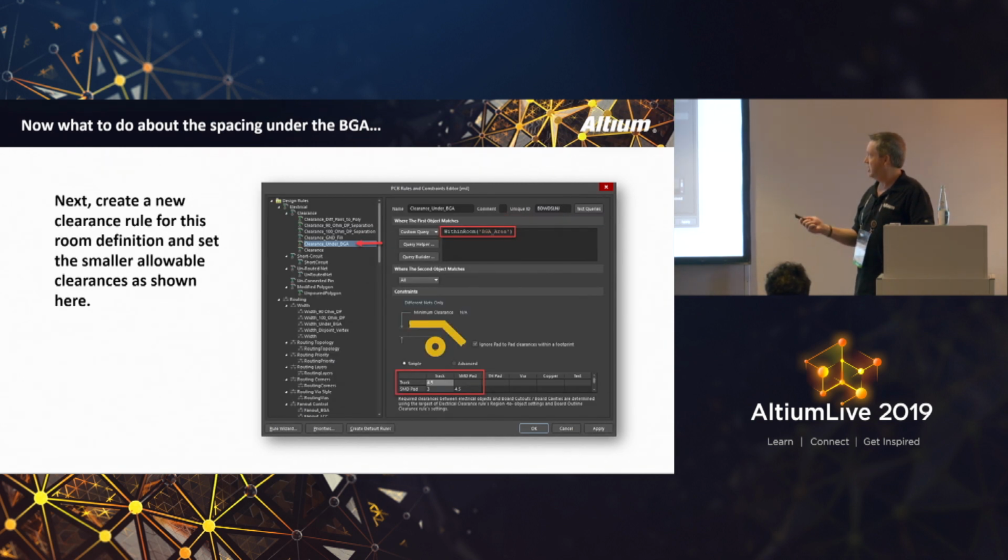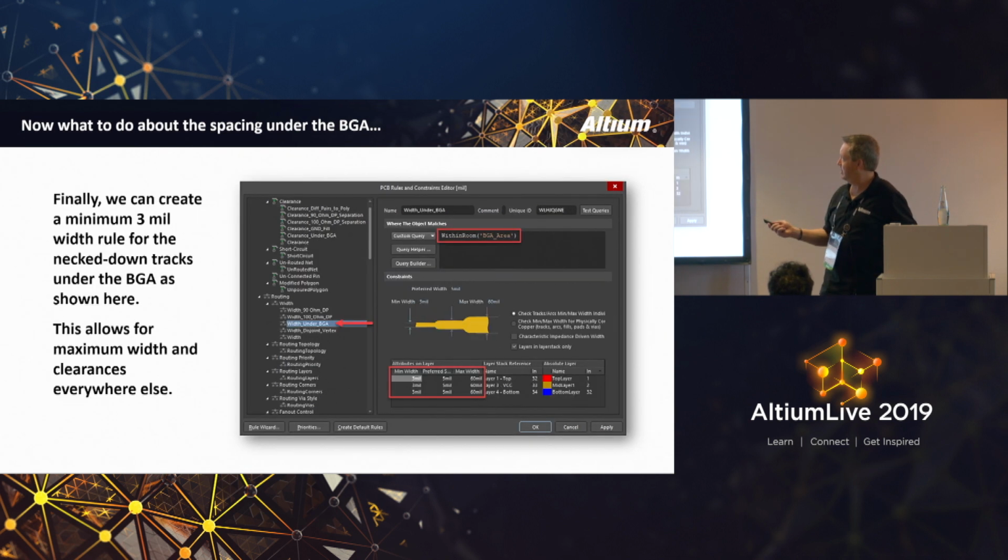Now, using that room definition, I go create a clearance rule and say, okay, within room BGA area, I want to allow a clearance of 3 mils to the SMD pads and 4.5 mils from track to track. And then, by the same token, I go into the routing width rule and say, okay, I will allow a minimum width of 3 mils within that room BGA area. That allows those specific tight tolerance rules in the BGA area while maintaining your higher tolerances and rules through the rest of the board.